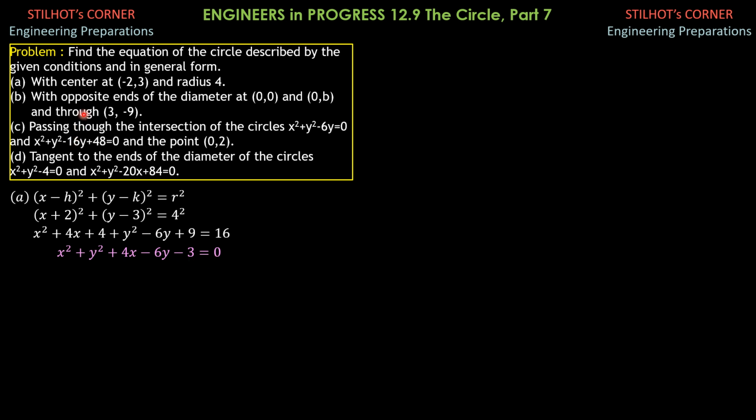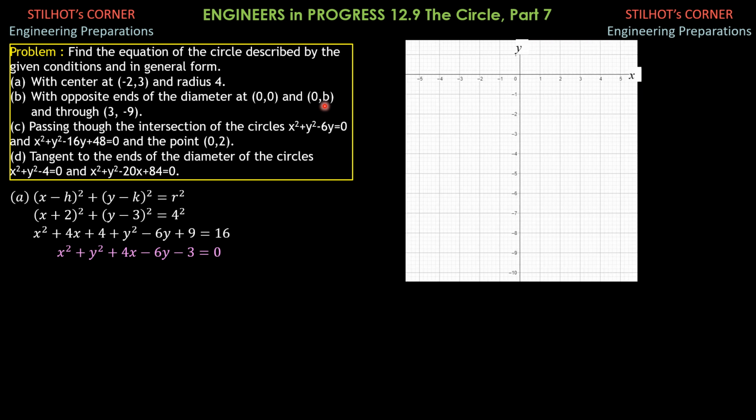We then proceed to the second one with opposite ends of the diameter at 0, 0 and 0, b and passing through 3, -9. Since the circle passes through 3, -9 and opposite ends of the diameter are at the origin and 0, b, so this is -9, therefore b is negative also, as shown in this figure here. So this is 3, -9, so the circle must pass through lower than that and through the origin, as shown. So this is 0, b.